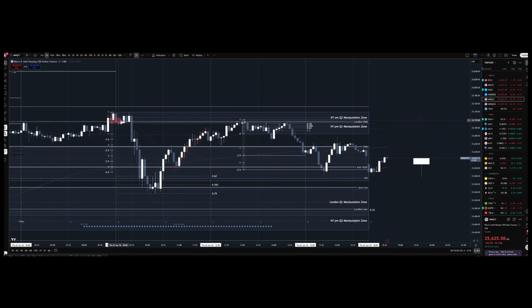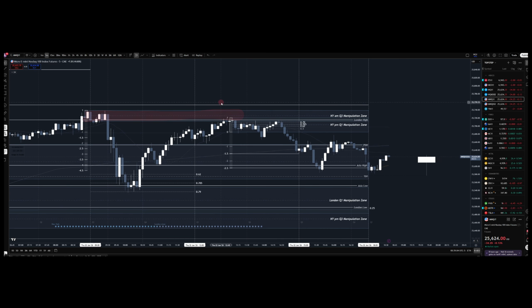Into the PM, we come back in, we retest our New York AM zone. Unable to even get inside there. It's just come back and mitigated this candle here, right? This was the high that caused the displacement, this breakout. So we come back in, mitigate the long orders here, and then start moving back down.